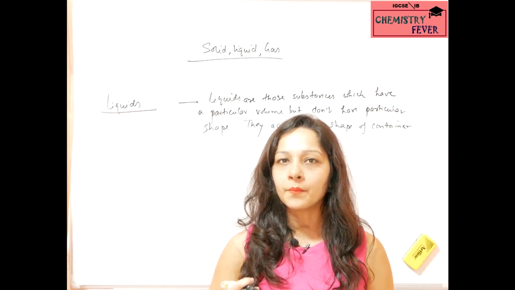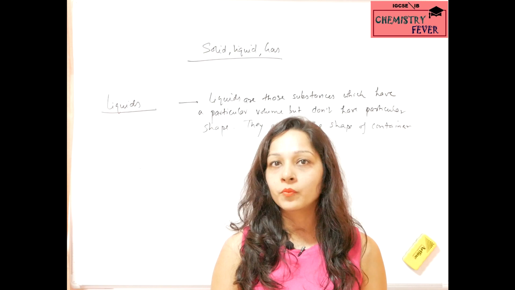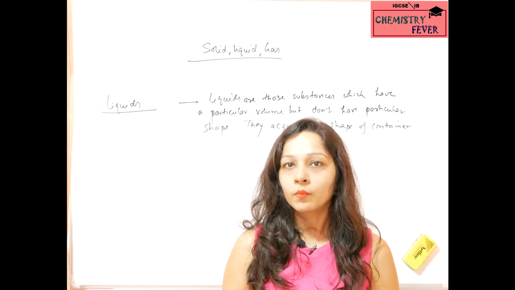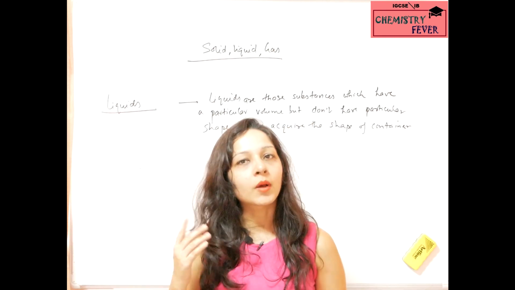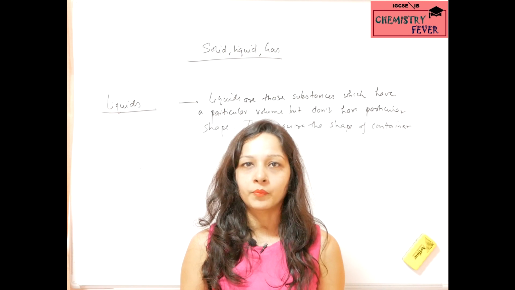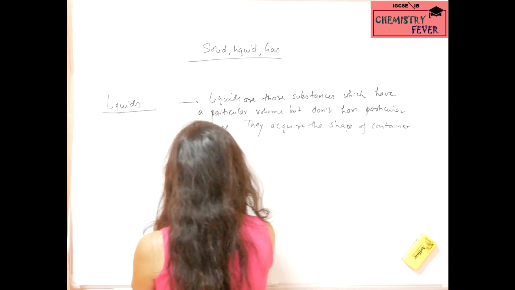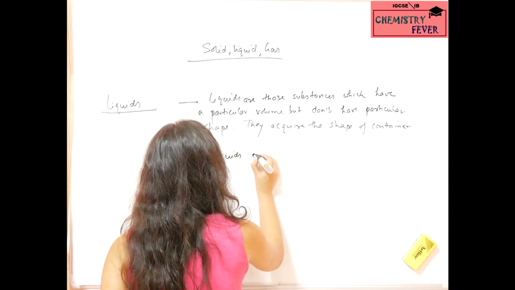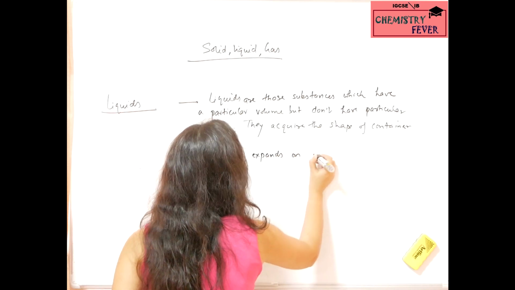Now next is again temperature dependence. A solid is solid at room temperature because its melting point is above room temperature. So it will not melt at room temperature. That's why it is solid. So if we speak about liquid, liquid also expands. Liquid expands on increasing temperature.